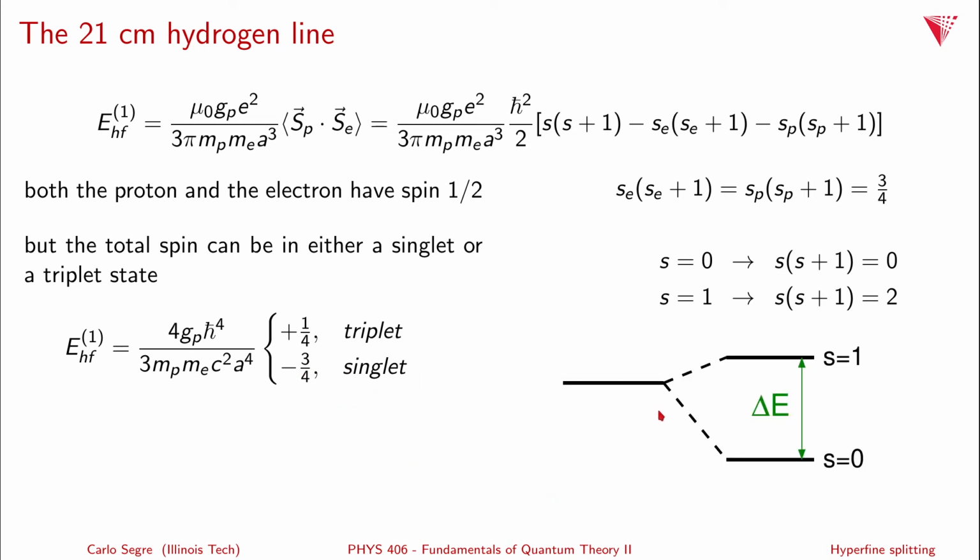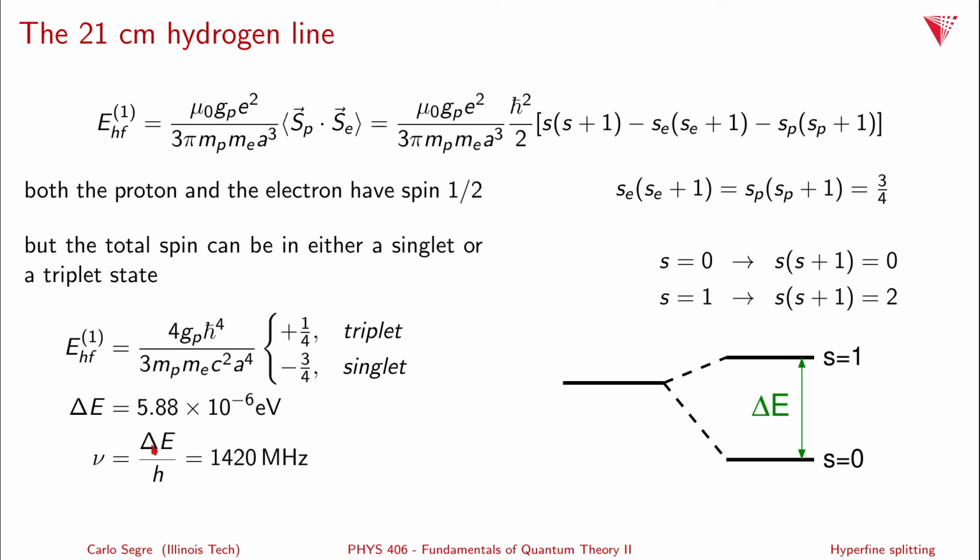So what this looks like is you have an initial degenerate state for psi 1,0,0. The singlet, where the proton and electron spins are in a singlet state, gets a lowered energy of minus 3/4 times its coefficient. And the triplet state gets a raised energy of plus 1/4 times the same coefficient in the front. So delta E, the difference between the two, is just 1 times this coefficient. And that turns out to be 5.88 times 10 to the minus 6 electron volts.